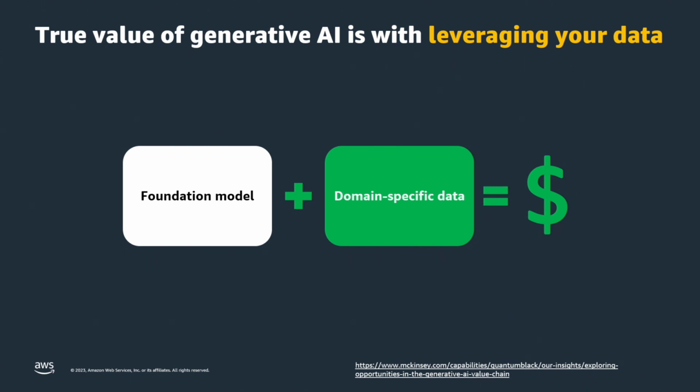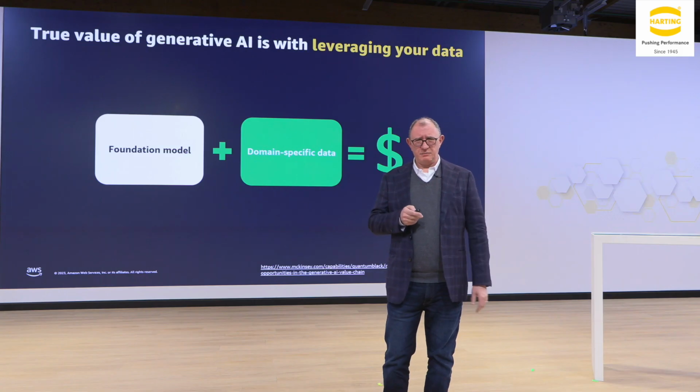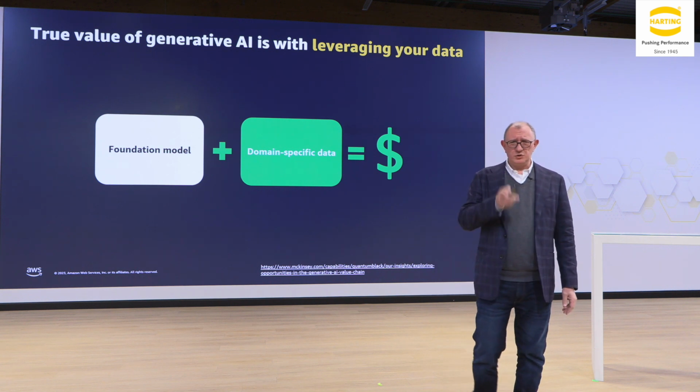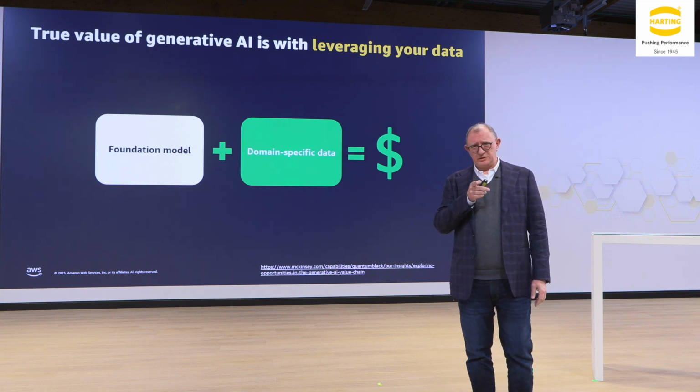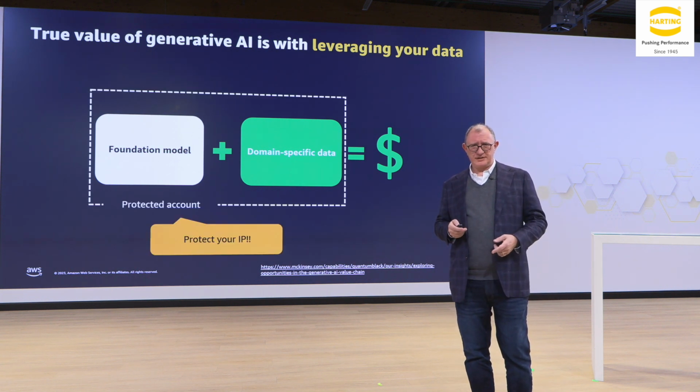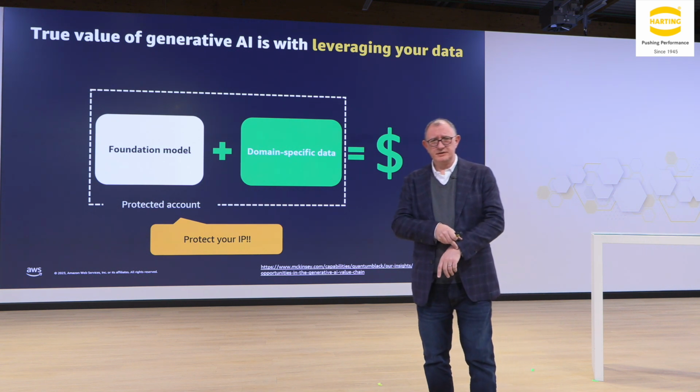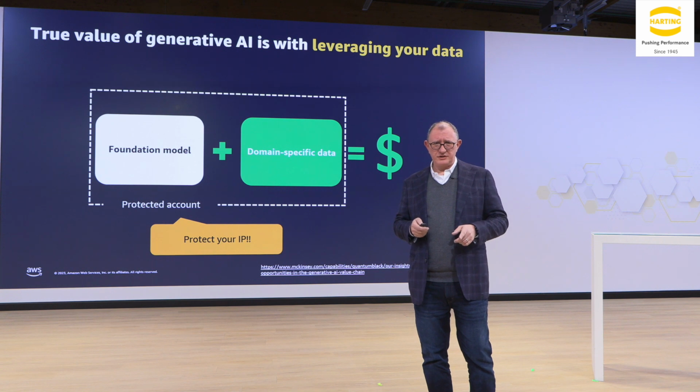Wrapping up. Foundation models are trained with the entirety of the public internet. So what's left? What's left is your data. Your data is where the value is. So a couple of things. One, protect your intellectual property. Your data is the value, this is where you get the value, so make sure that you're protecting it.